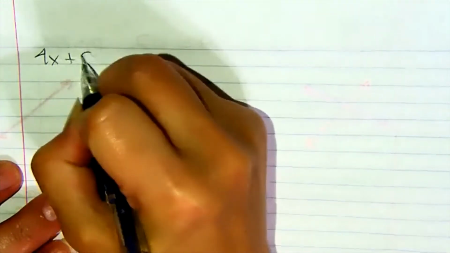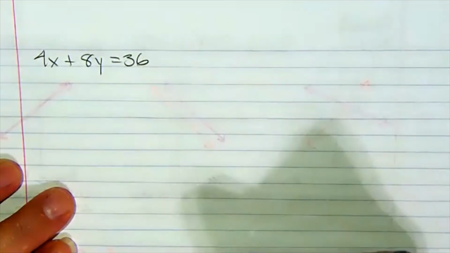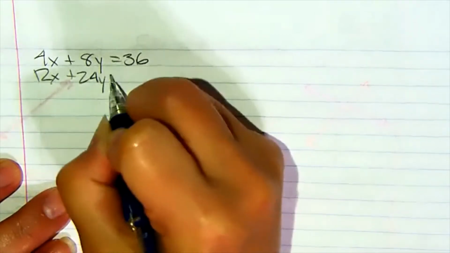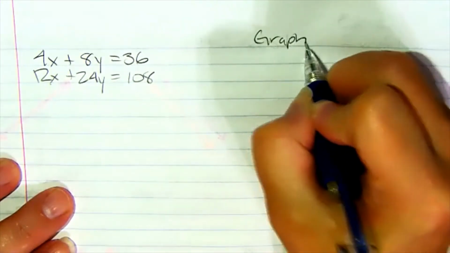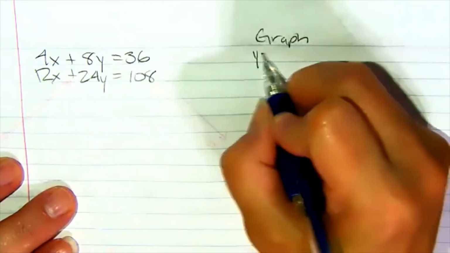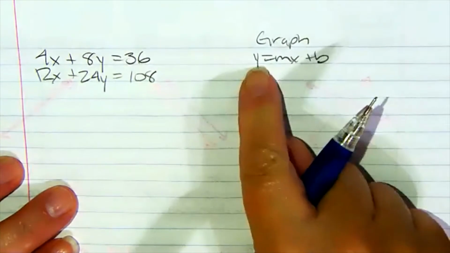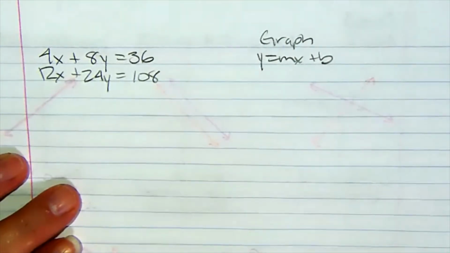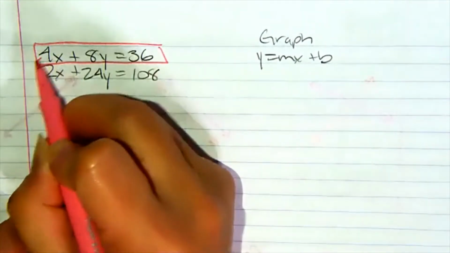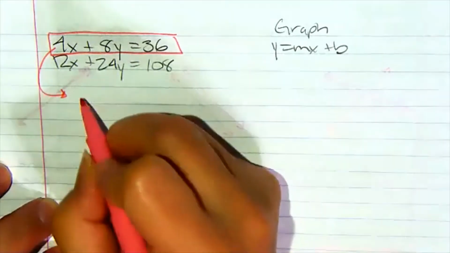The book has given us this system of equations: 4x plus 8y equals 36, and 12x plus 24y equals 108. And they want us to graph this. Well, that's fine and dandy, but to graph these, I need them in slope-intercept form, y equals mx plus b. So let's put this into slope-intercept form.